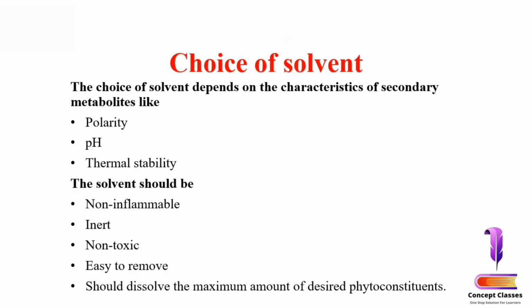Now, when we go for extraction, the most important part is the choice of the solvent, right? So before choosing a solvent, we have to keep in mind certain factors. And the first thing is the characteristics of the secondary metabolites which we are going to extract. So, what are metabolites? Metabolites are the substances which are biosynthesized in a plant, which could either be a primary metabolite or a secondary metabolite.